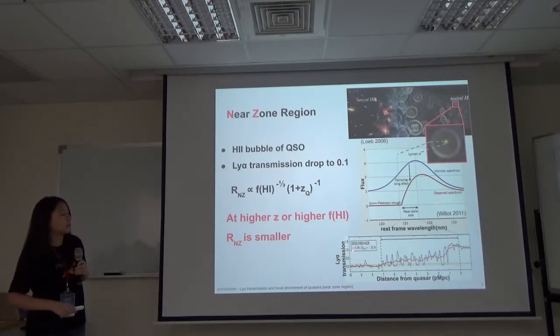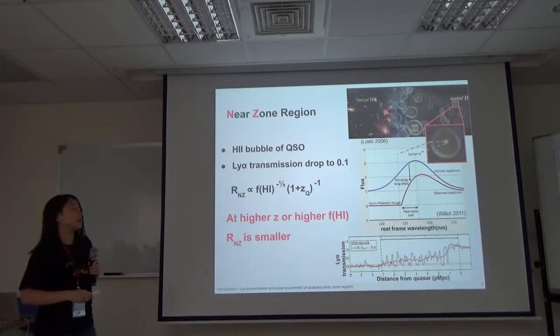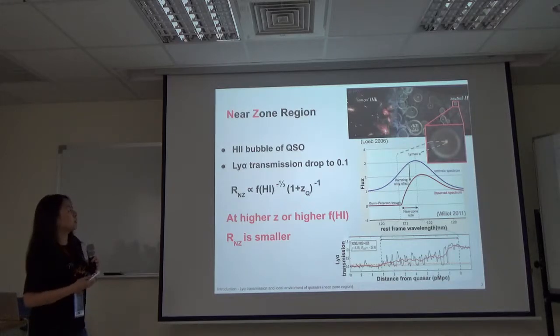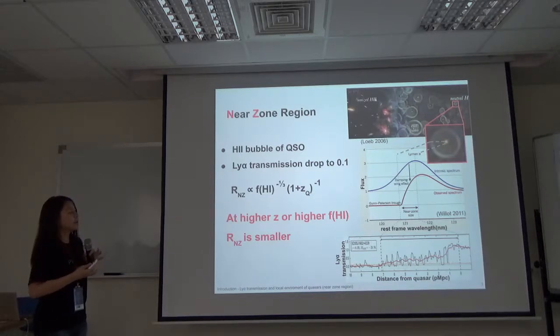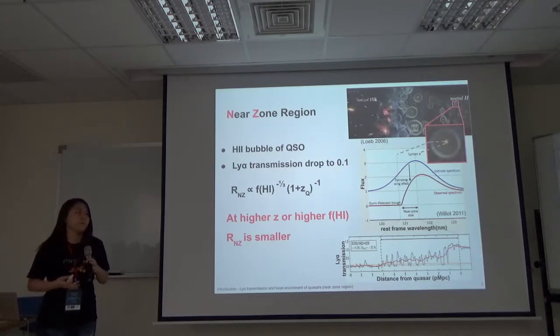And this is an example of a quasar transmission spectrum. We see that outside the near-zone region, it is more neutral. This is a very simple physical picture of the near-zone radius. The radius is inversely proportional to the neutral fraction of hydrogen and also the redshift. So we expect to see smaller ionized bubbles at higher redshift or in a more neutral environment.